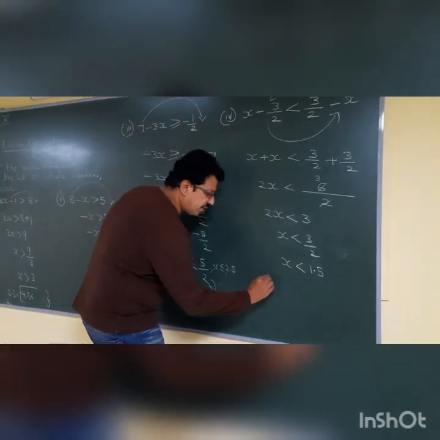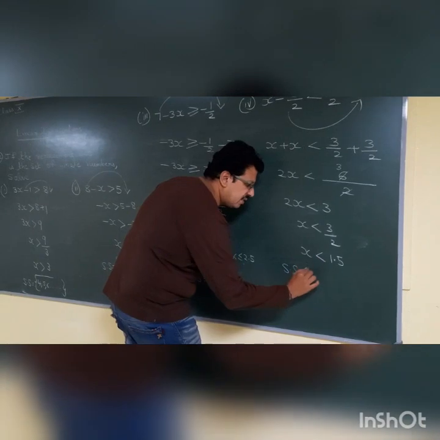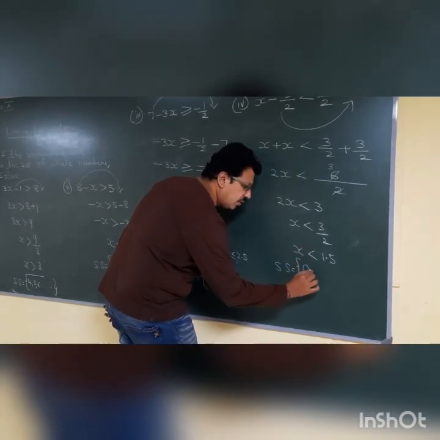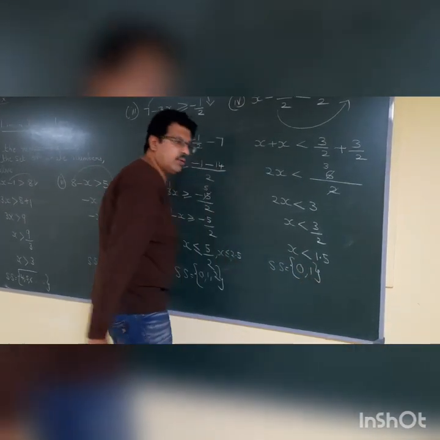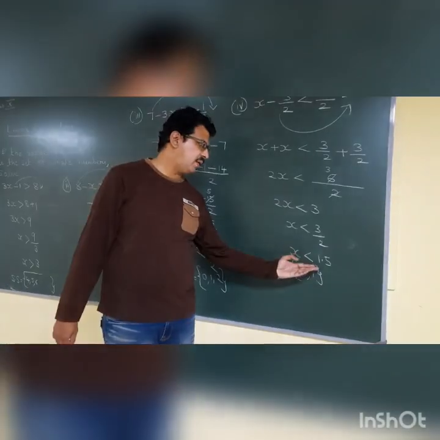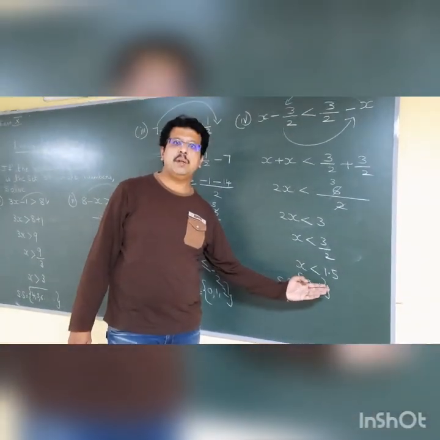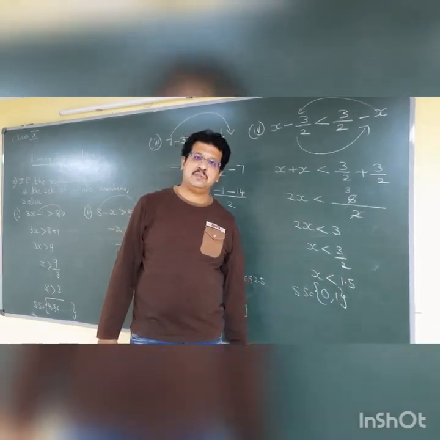So the solution set for this is, children, less than means 0, 1. No, you don't have to write 1.5 also, because 1.5 doesn't come in whole numbers. This is how you should do it.